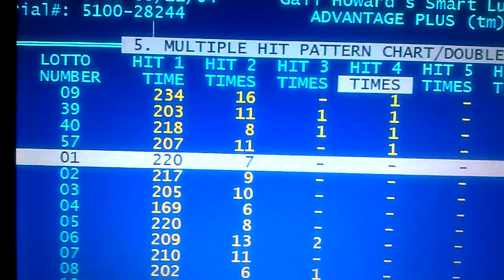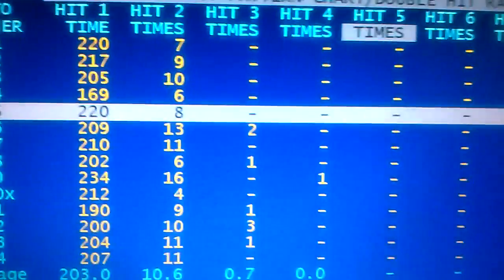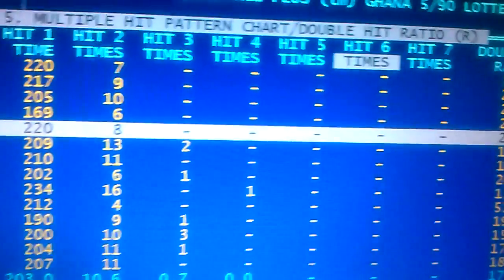Lottery number 9, 39, 40, 57. They have done it once. Nothing has hit 5 times in a row, nothing 6 times in a row, nothing 7 times in a row.